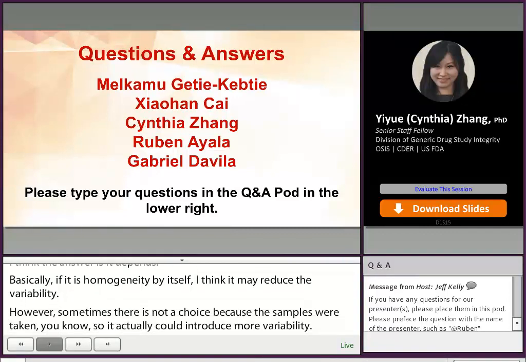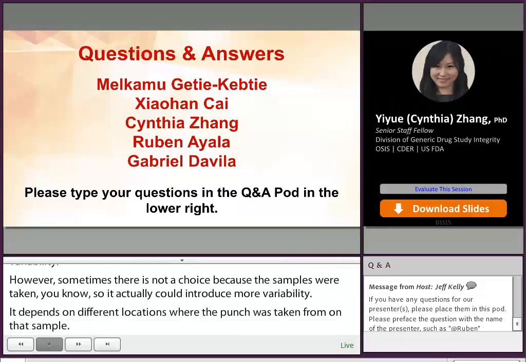So that actually goes back to my talk. That's another good reason to always validate those parameters. For example, choose different positions to punch for a single sample point and see if there's any impact.